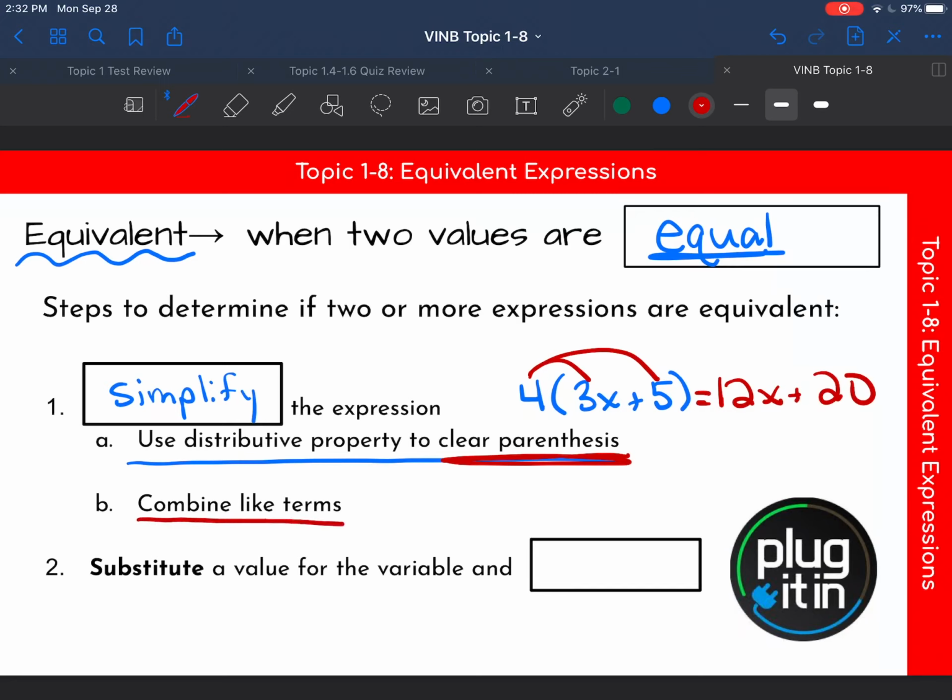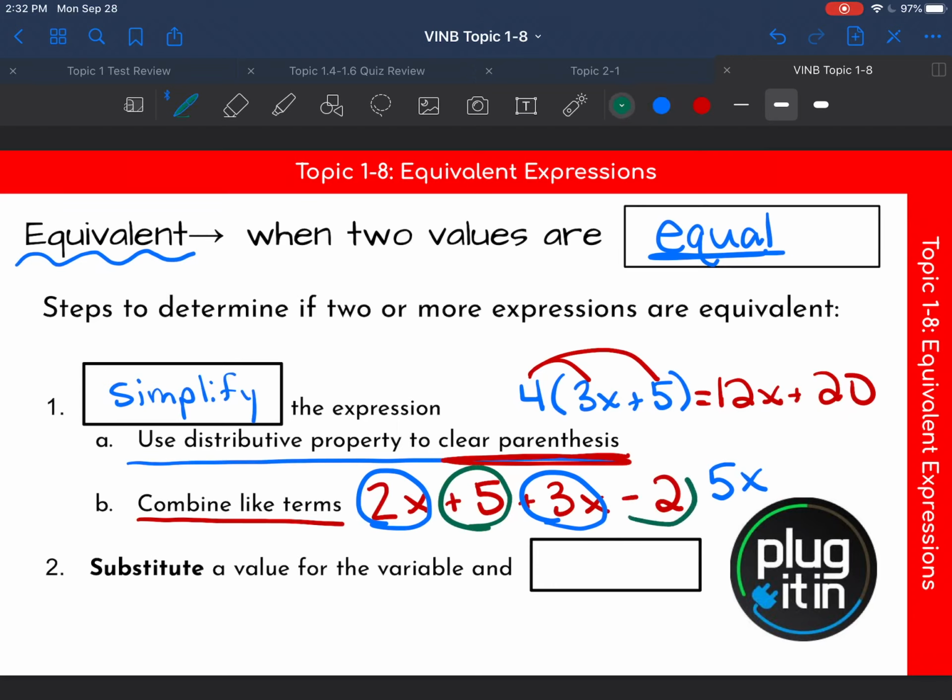Or you can do the second option, which is combine like terms. For example, 2x plus 5 plus 3x minus 2. We can make an equivalent expression by combining like terms. So 2x plus 3x is 5x, and 5 minus 2 is 3. So this is equal to this.